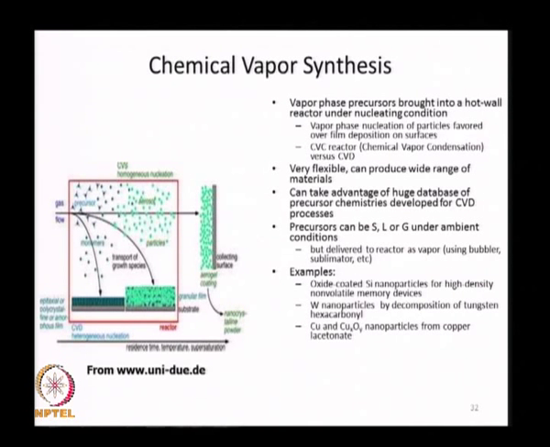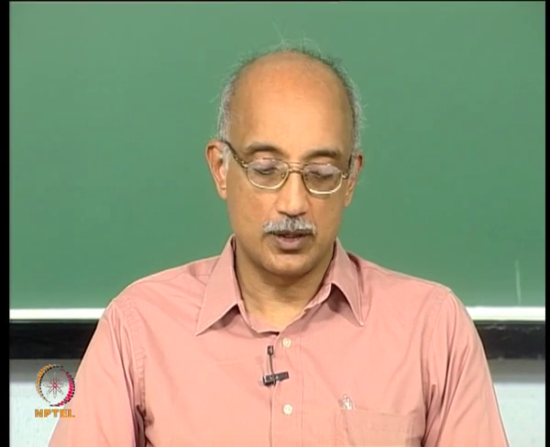From the viewpoint of analyzing and characterizing such reactors, there is a huge database of precursor chemistries that has been developed by the CVD industry. Chemical vapor deposition has been used for a long time to make thin films for various applications. So, the CVD industry is very mature and it has a huge database on various chemical reactive components and the associated products. So, in chemical vapor synthesis, you can take advantage of this pre-built library of data.